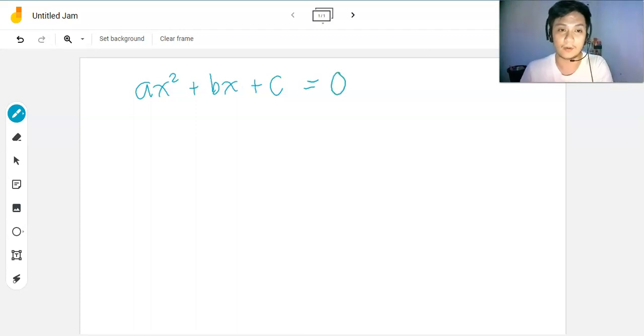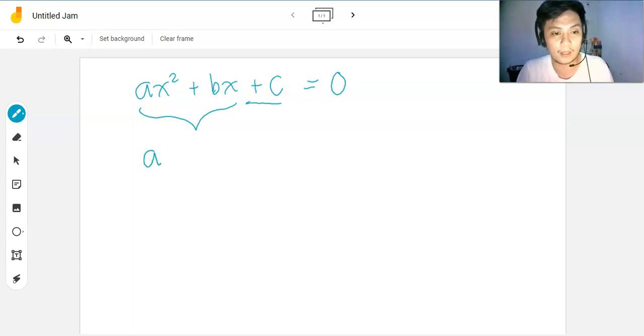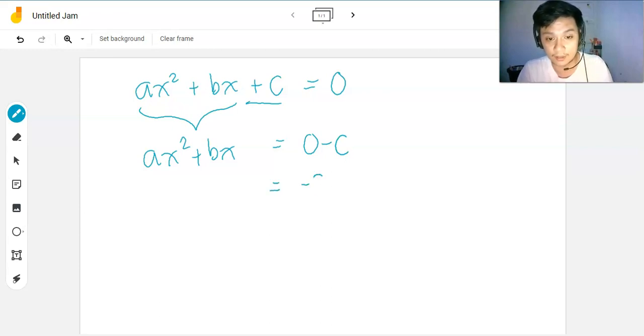And kagaya ng ating ginagawa kapag we use completing the square method to solve for the roots of a quadratic equation, we have to isolate the terms containing the variable. So it means itong dalawang to, the quadratic and the linear terms, are to be isolated on this left side, and this means this constant term has to be transposed to the other side. So magiging siyang ax squared plus bx equals 0 minus c. And this right side here can just be simplified as negative c. Itong nasa left side, kopyahin lang natin.